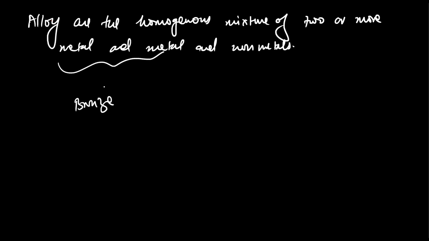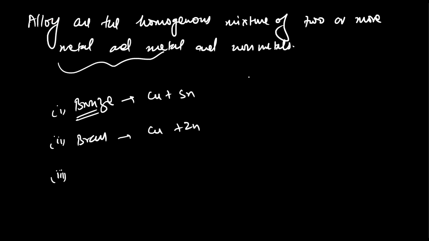Similarly, we have brass. Bronze is copper and tin. Brass is copper and zinc. And for metals and non-metals, like steel: steel is iron plus carbon. So this is metal, this is non-metal. So this is an example of that.